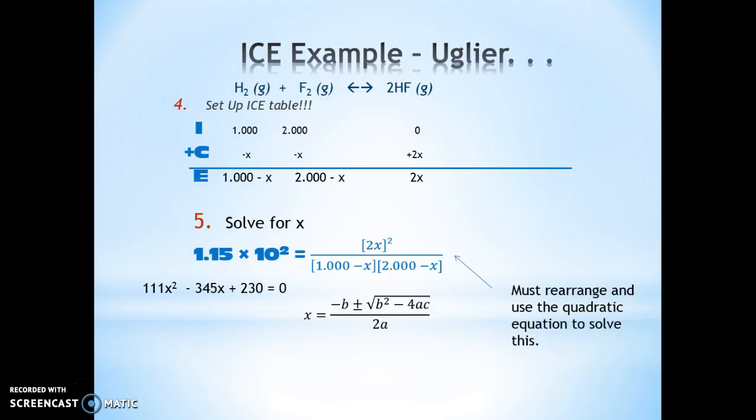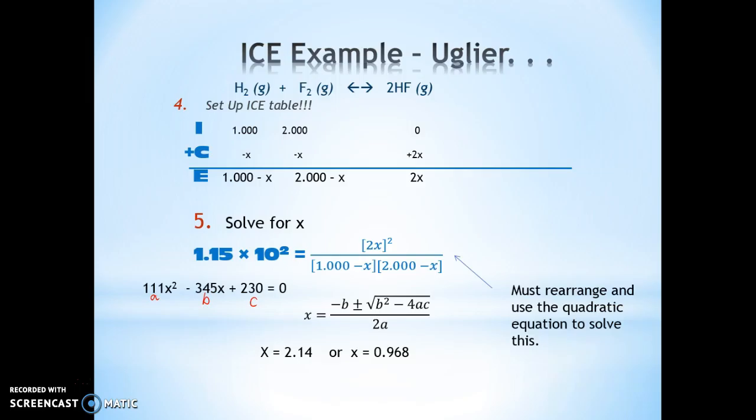The quadratic equation is x is equal to negative b plus or minus the square root of b squared minus 4ac, over 2a. Remember, a, b, c. Okay, so those are the numbers that we're going to use. When we plug those numbers in, we get two potential answers because of the plus or minus. The two potential answers of x are 2.14 or 0.968.